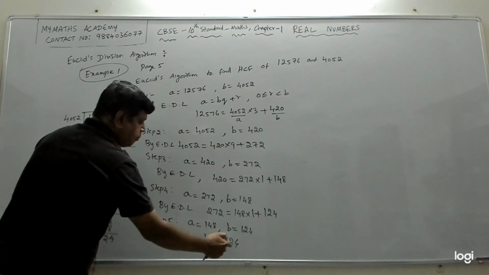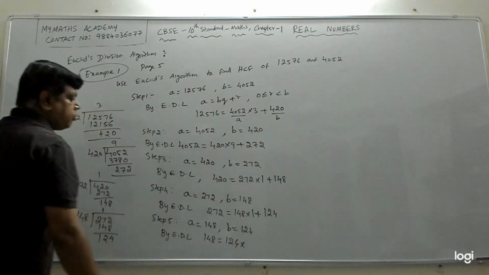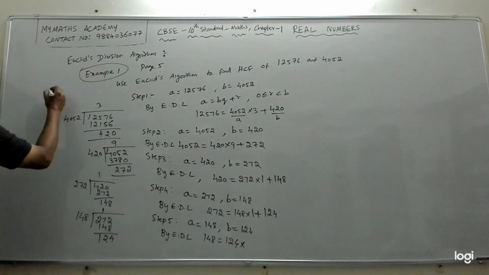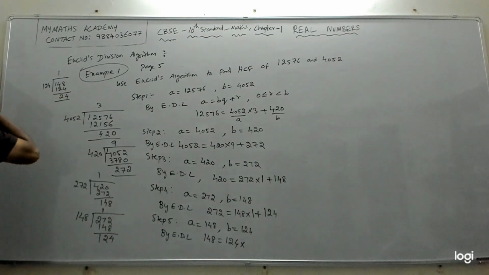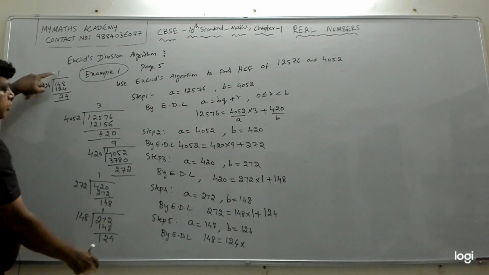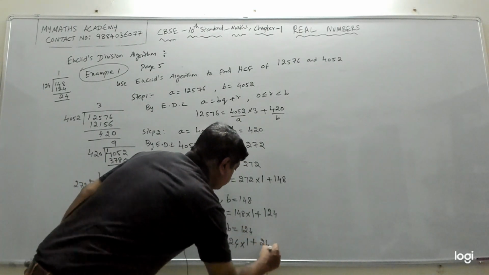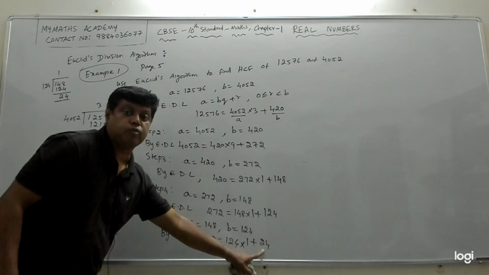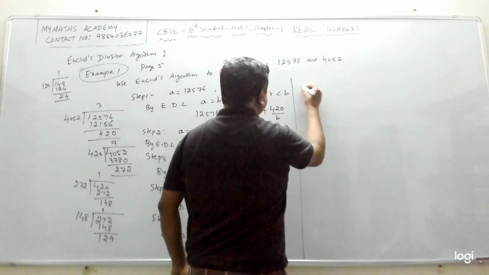A equal to B into, what is that Q? We have to divide again. 148 should be divided by 124. So if I do that here, 148, 124, 1 times it goes, 124, remainder is 24. Right? Now again what happens? I can write my 148 as 124 into 1 plus 24. Now again the remainder is not equal to 0. So we have to go to the next step, which is step 6. Again we have to repeat the step.